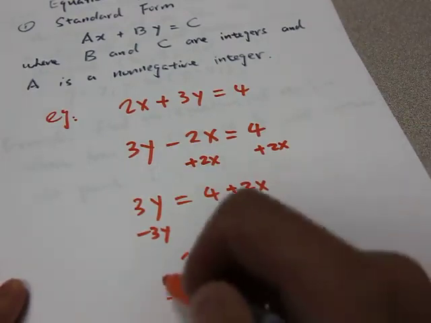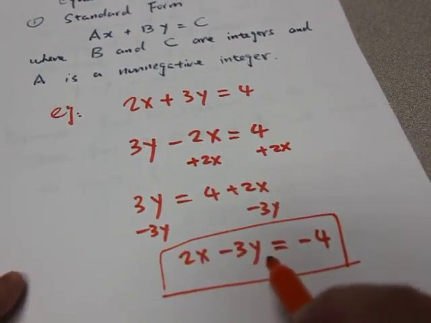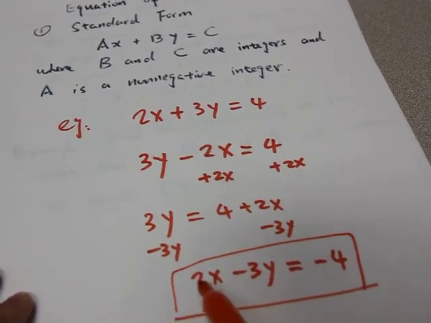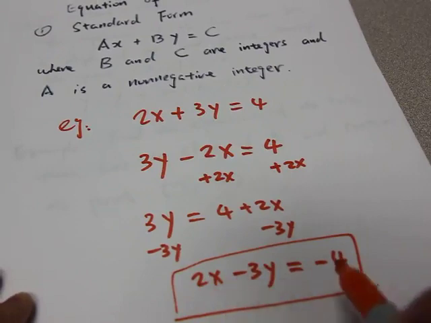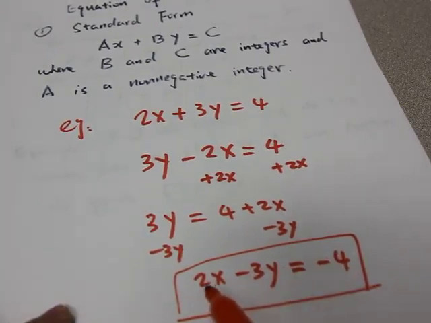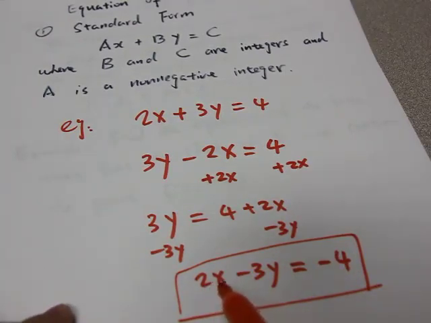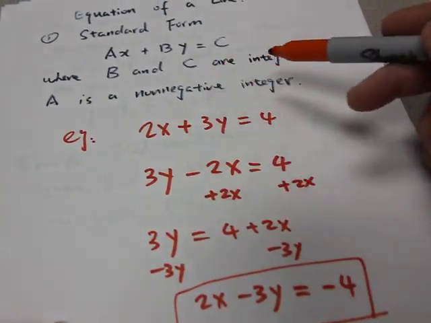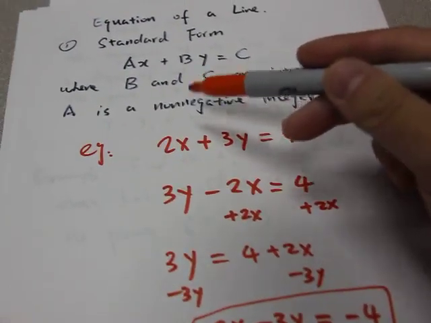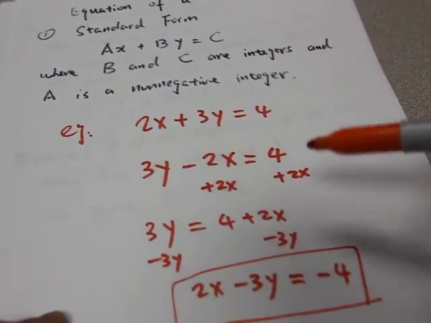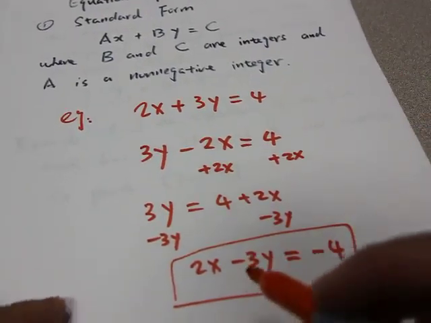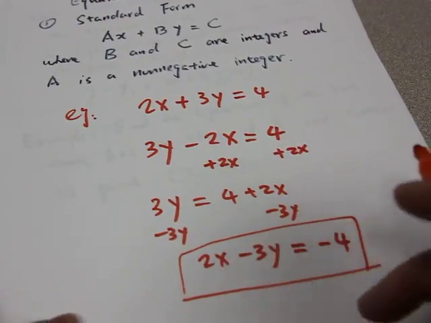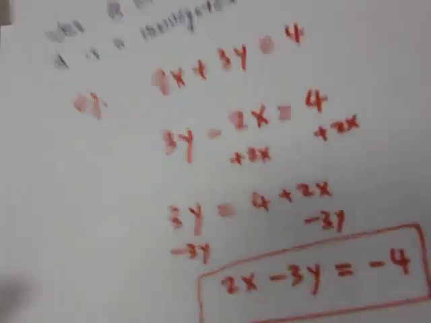So the new equation I generate, this equation now is in the standard form, because all the numbers are integers, right? And secondly, the coefficient of x is a non-negative integer. Now, the coefficient of y could be a positive or negative integer. This doesn't matter, okay? So we only want the coefficient of x to be a non-negative integer.